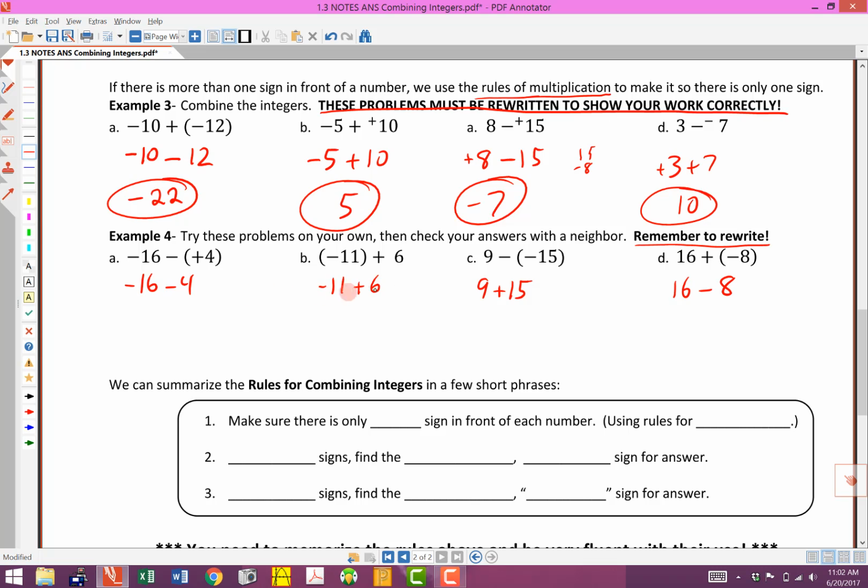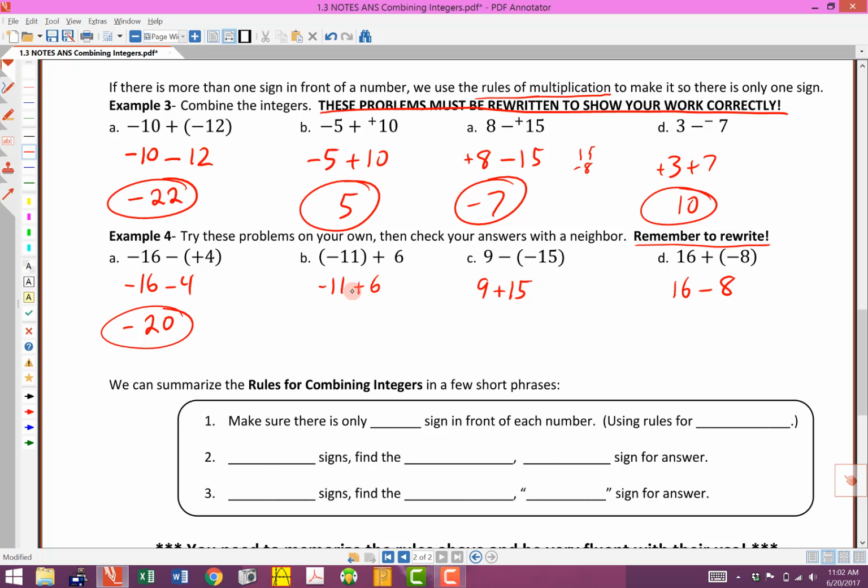Now, you'll notice that these problems look much better than they did originally. It just looks a little confusing with all those symbols floating around. But now we can apply those ideas that we talked about. Same signs, we're going to find the sum of the numbers. So 16 and 4 make 20. We're going to add those up. Keep the same sign all the way through, so that's going to be negative 20.